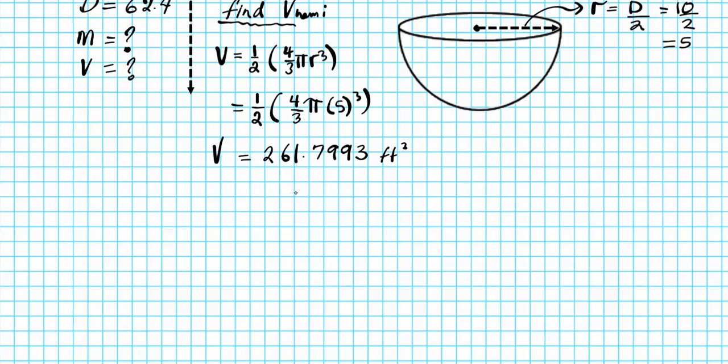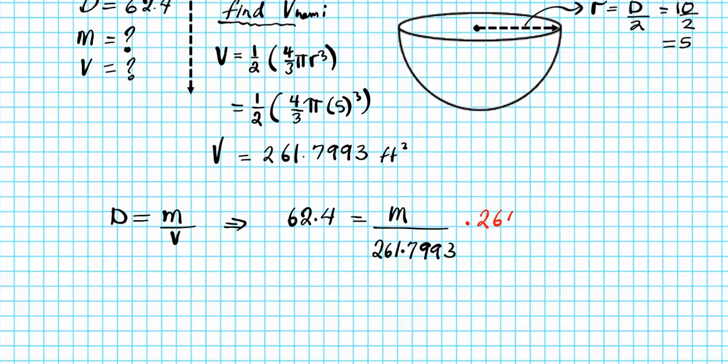All right, so are we done with the problem? Is that what we're looking for? The answer is no. Remember, we're looking for the mass. So density is equal to mass over volume. We now know our density and our volume. Now we need to find the mass. So density is 62.4. That was given to us. The mass is what we're looking for. And the volume is what we just found, 261.7993 cubic feet. To get the mass by itself, we multiply both sides by the denominator here, 261.7993. That cancels out, and we end up with the mass.